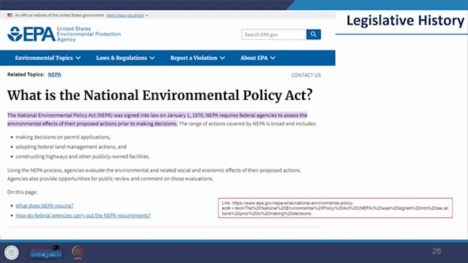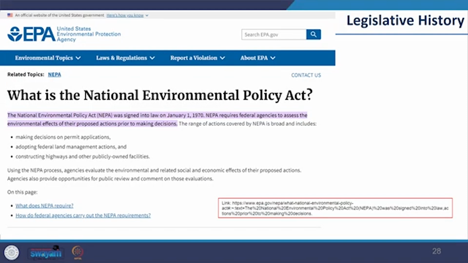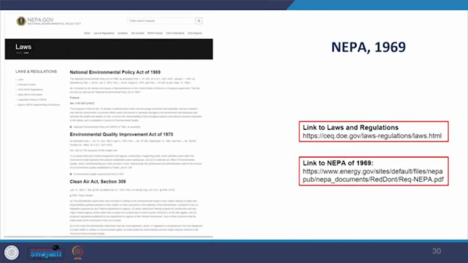So looking at the key points of NEPA, what we were really coming up with here. NEPA requires federal agencies to assess the environmental effects of their proposed actions prior to making decisions. The range of actions are covered by NEPA. There are a range of actions, but key to our concern is making decisions or permit applications, that means allowing them, giving permits, and adopting federal land management actions, so how the land should be managed. The link is provided to you here, to the official website, so you can see all those provisions here.